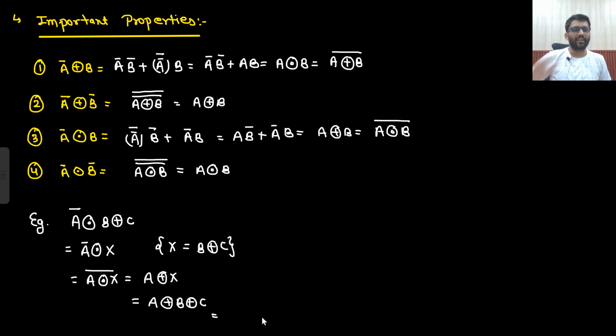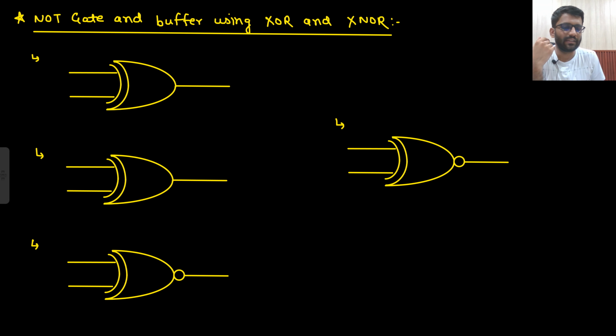So these kinds of questions will come. Basically, you will just have to make it 2 variables. If you are able to make it 2 variables, then you will be able to solve it. Okay, no need to worry about it. These kinds of questions are very easy.